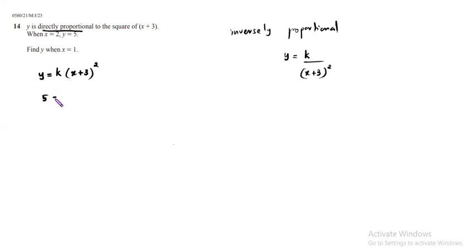So y is 5, that is equal to k times the value of x is 2. So it's going to be 2 plus 3 with the square. So 5 is equal to k times 2 plus 3, and 2 plus 3 is 5. So that's going to be 5 squared.